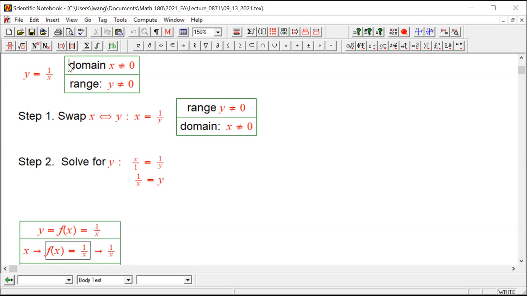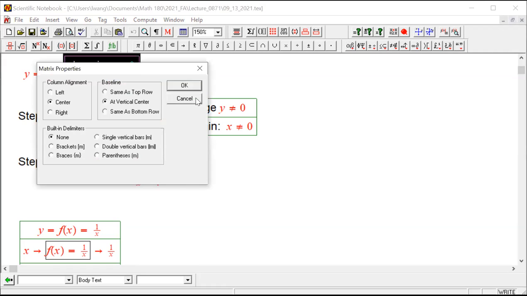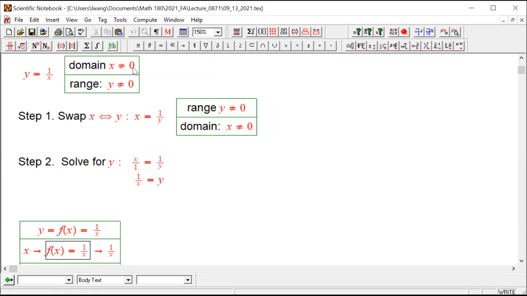So when you talk about domain and range in this setting, the domain is x is not equal to 0 and y is not equal to 0, and y equals 1 over x. But for this one, because we have a swap, the domain is going to be this guy. The range is also 1 over x.